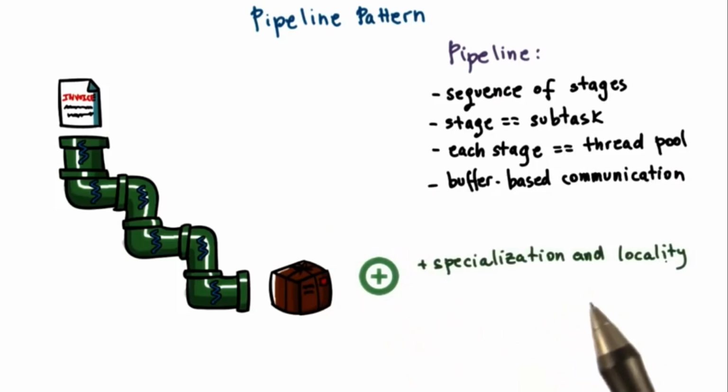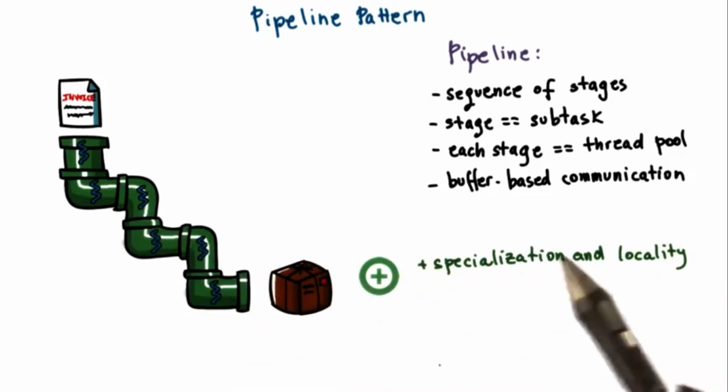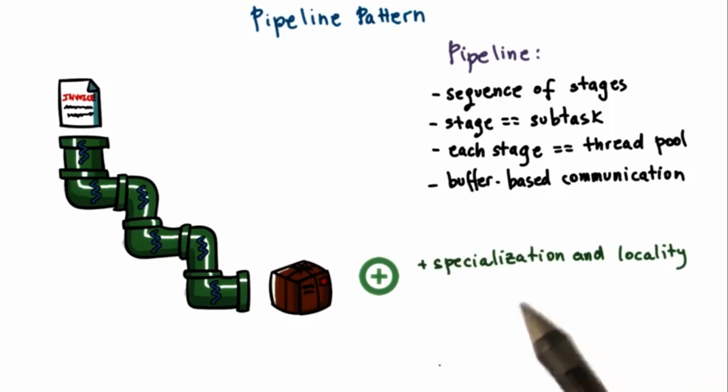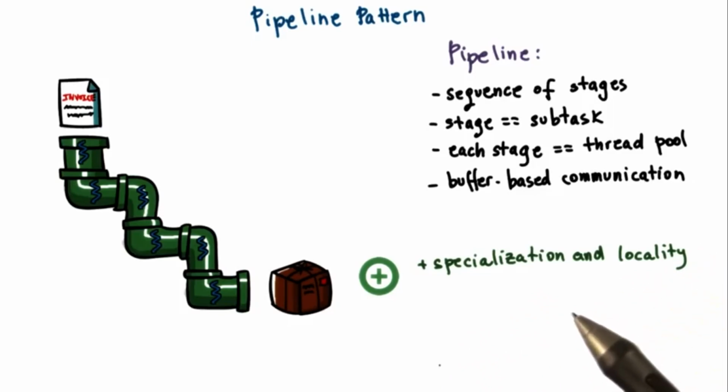A key benefit of the approach is the fact that it allows for highly specialized threads, and this leads to improved efficiency. Like what we saw in the variant of the boss worker model, when threads perform a more specialized task, it's more likely that the state that they require for their processing is present in the processor cache, and that kind of locality can ultimately lead to improved performance.